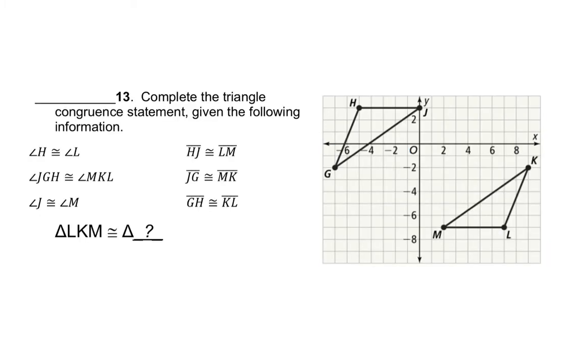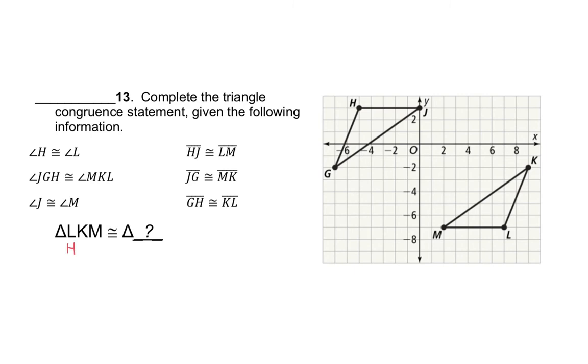All right, next up, complete the triangle congruent statement. Again, we're going all matching here. All right, number 13, what do we got? Angle H is congruent to angle L. What am I supposed to do? I guess I should have read the question before I started the video. Complete the triangle congruent statement given the following. Okay. So all I have to do is finish the statement, and I already know that H matches with L.